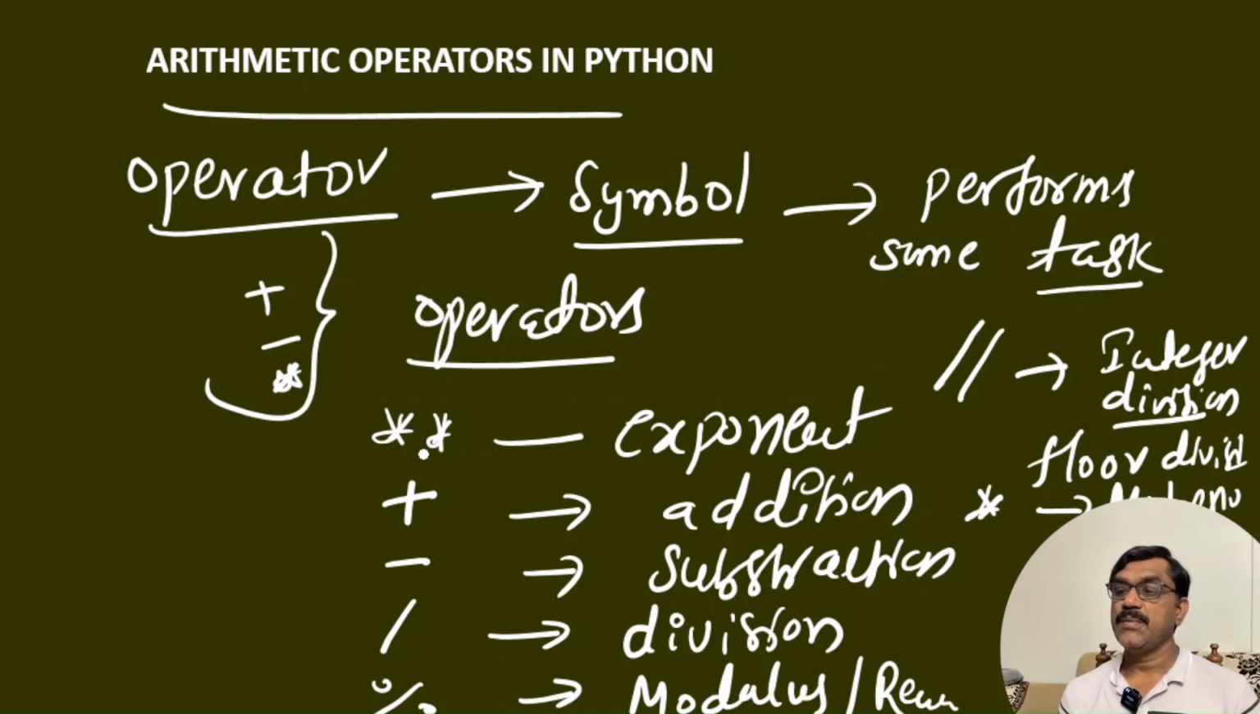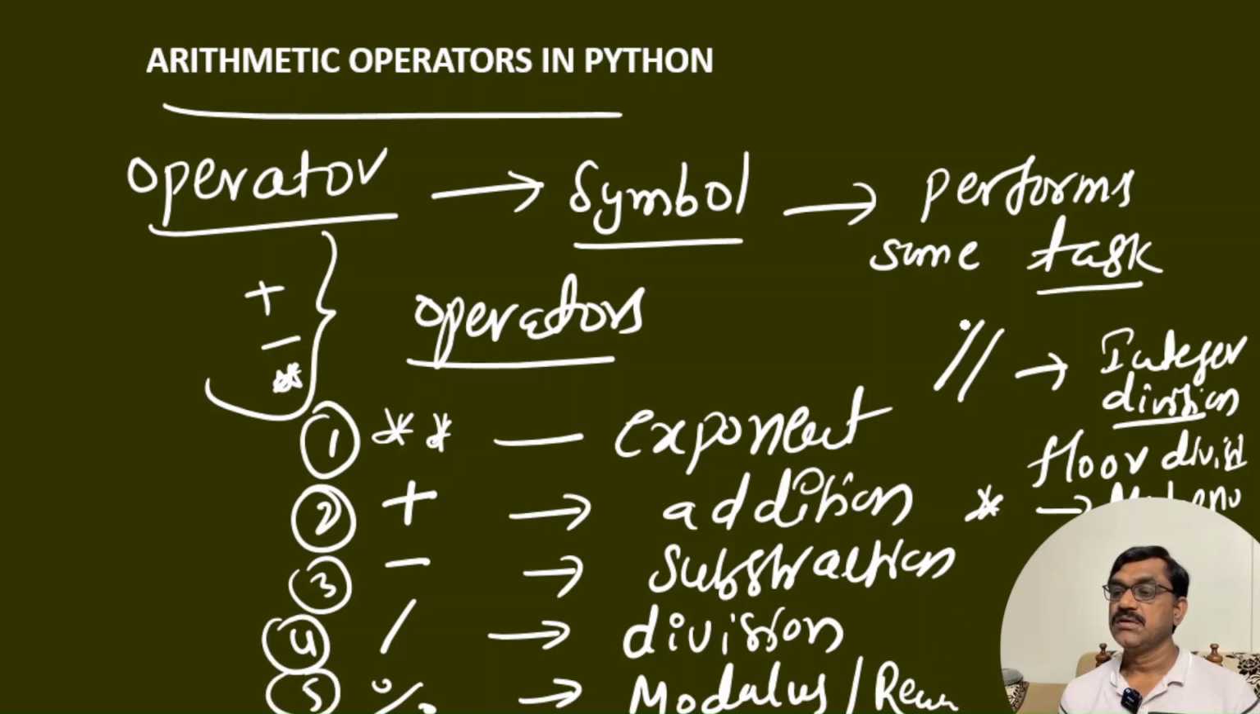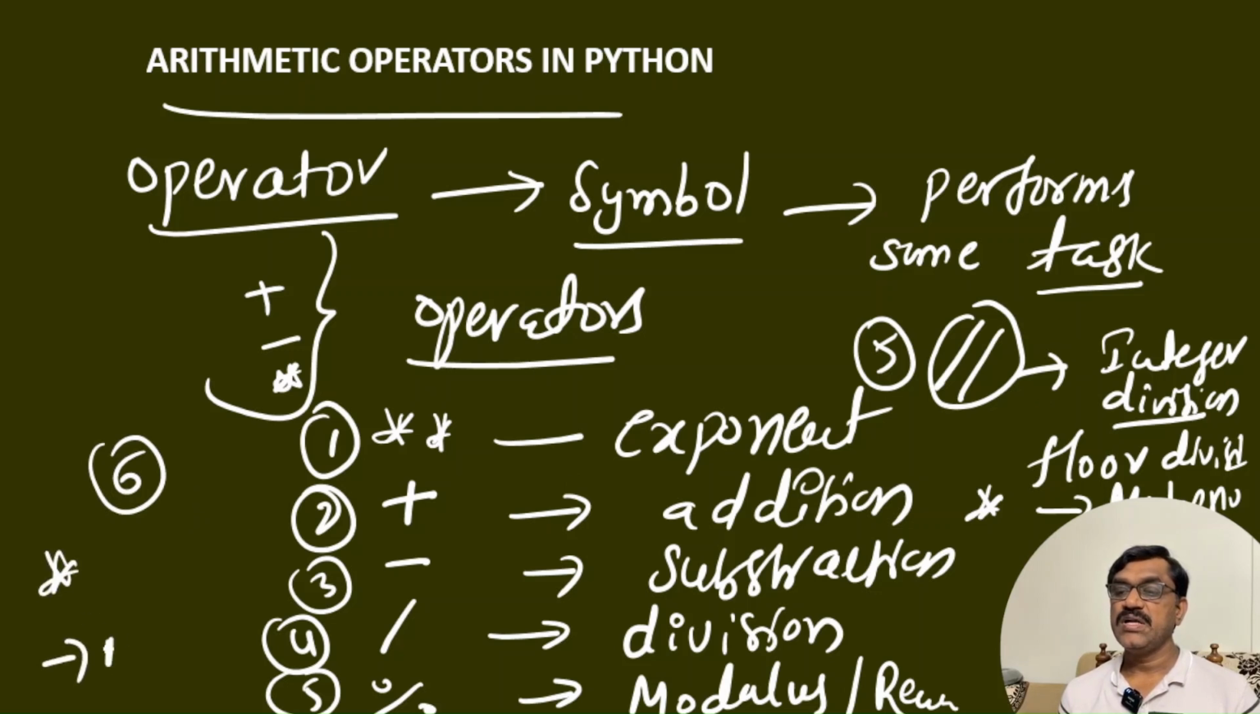So these are how many operators? Exponent, and second one is addition, third one subtraction, fourth one normal division, fifth one modulus, or we can say the remainder, and sixth one is floor division or integer division, and seventh one is star, that means multiplication. These are the basic arithmetic operators in Python. After this, we will see how to perform these arithmetic operators at the interactive shell. That means REPL. I will show the practical execution of these arithmetic operators using the interactive shell.